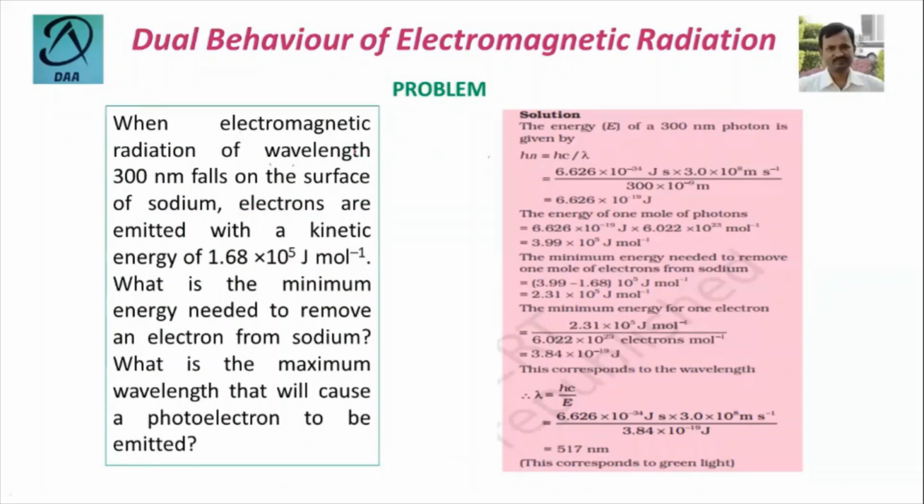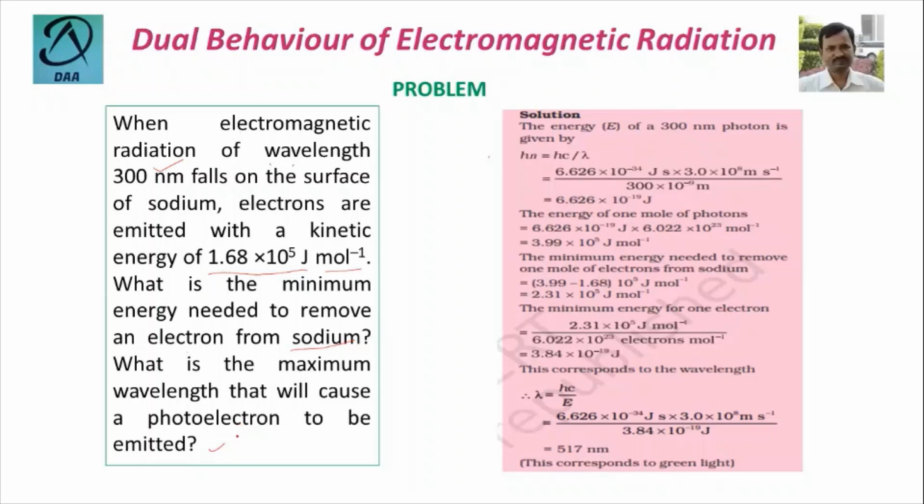Now problem number 3. When electromagnetic radiation of wavelength 300 nanometer falls on the surface of sodium, electrons are emitted with a kinetic energy of 1.68 multiplied by 10 to the 5 joule per mole. Now, what is the minimum energy needed to remove an electron from sodium? And what is the maximum wavelength that will cause a photoelectron to be emitted?